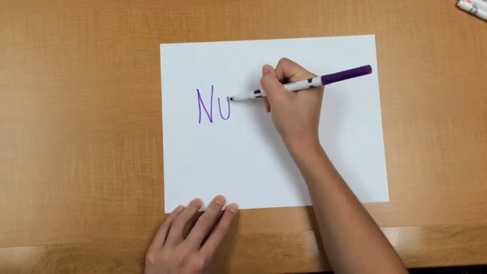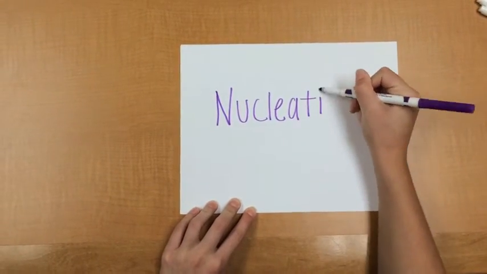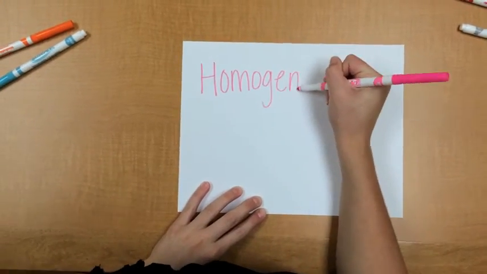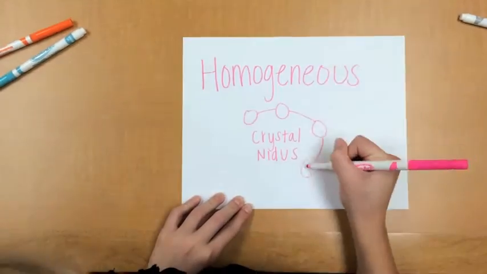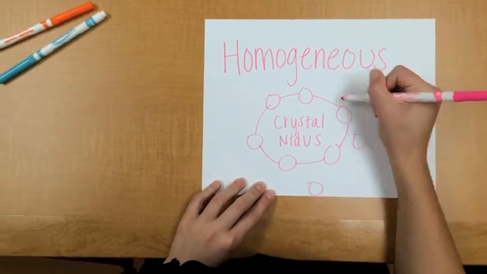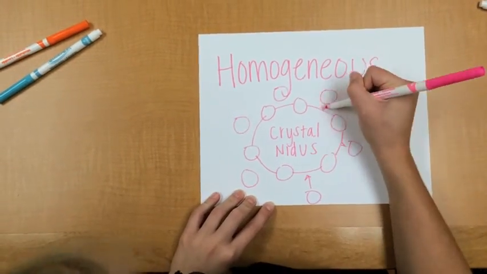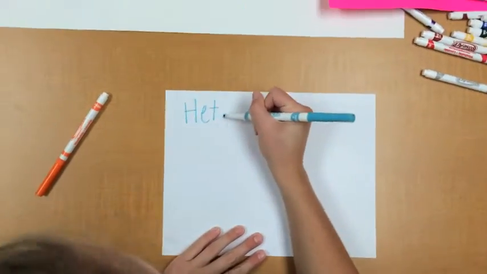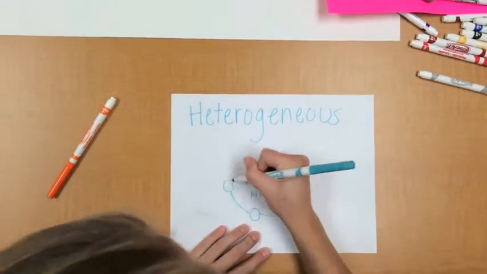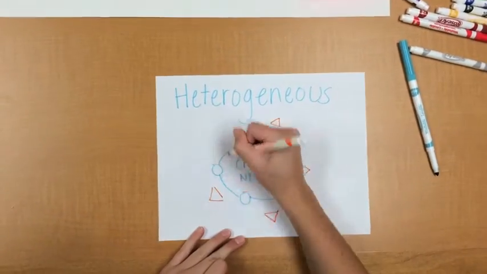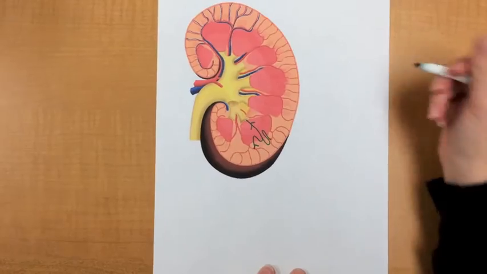The first step in kidney stone formation is called nucleation. The first kind of nucleation is homogeneous nucleation, which is when a crystal nidus forms with two of the same ions. The second kind is heterogeneous nucleation, which is when a crystal nidus has a composition consisting of different ion types.